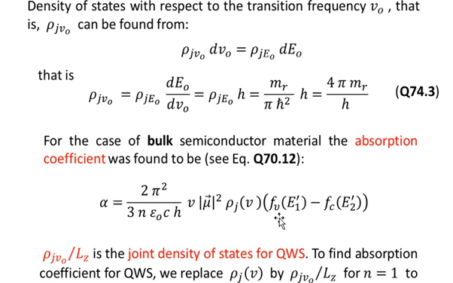where you see that fv of E1 prime is the probability that the state E1 prime in the valence band is occupied, and fc of E2 prime gives you the probability that the state E2 prime in the conduction subband is occupied. So here both E1 prime and E2 prime are related with the subbands in the quantum well of the valence band and the conduction band respectively.